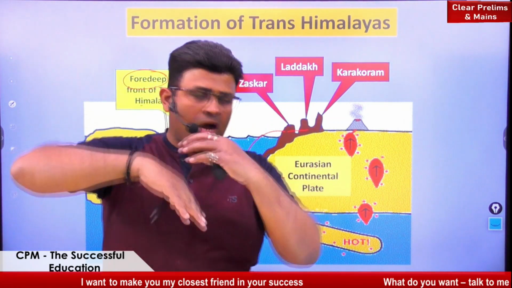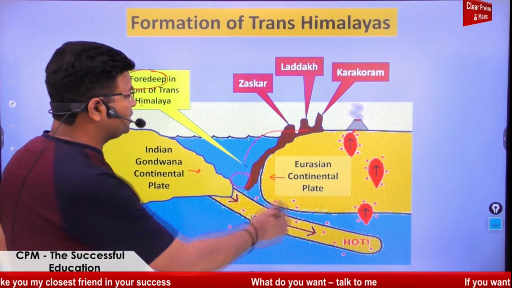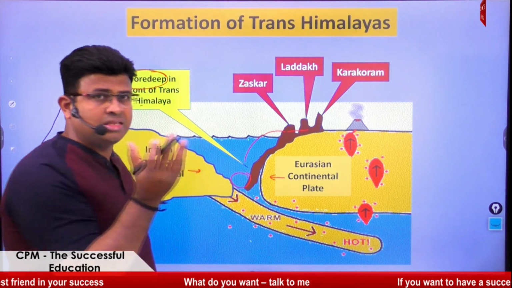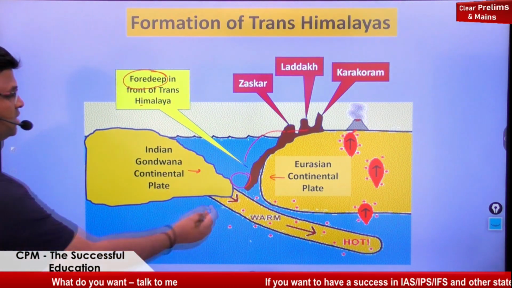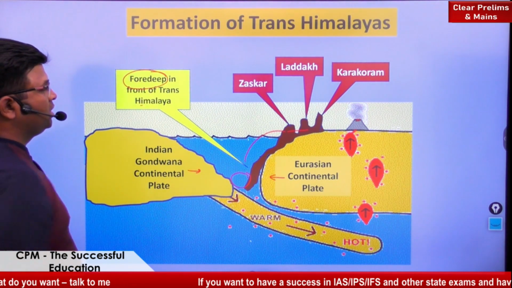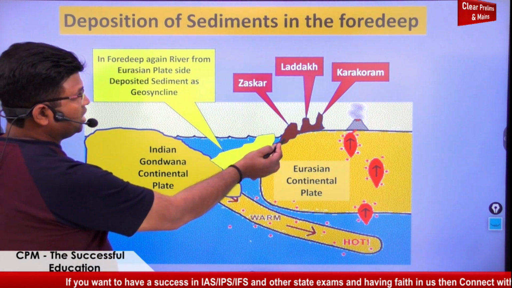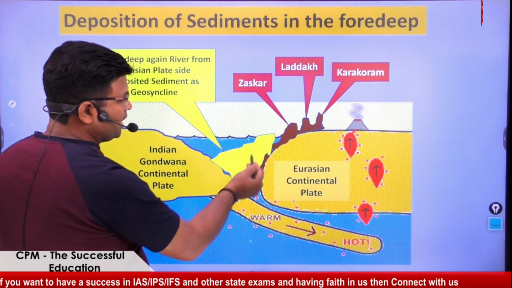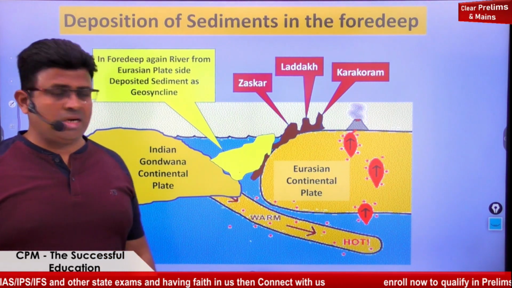Yes or not? Now the ocean has been finished. Now only the river will deposit sediment, and that is also known as a geosyncline. So only the river will deposit the sediments in the foredeep of the Trans Himalaya. Now we can see that in the foredeep of the Trans Himalaya, the river has deposited its sediments.